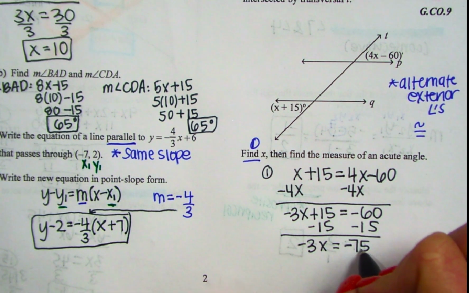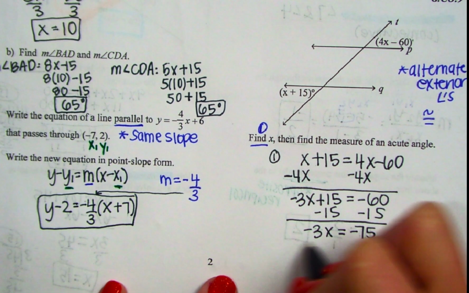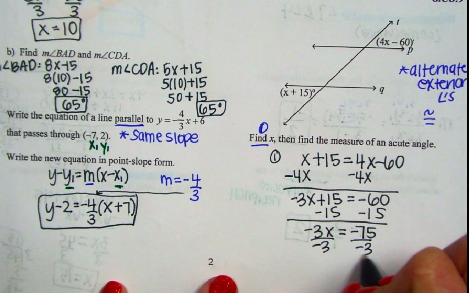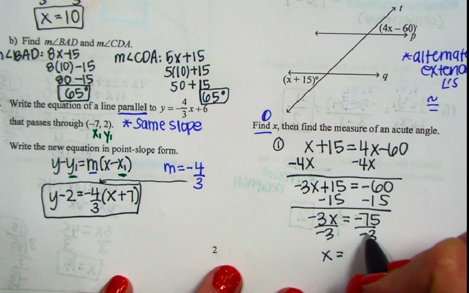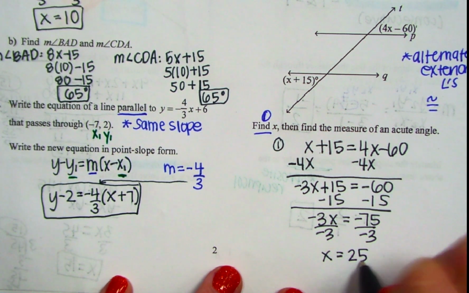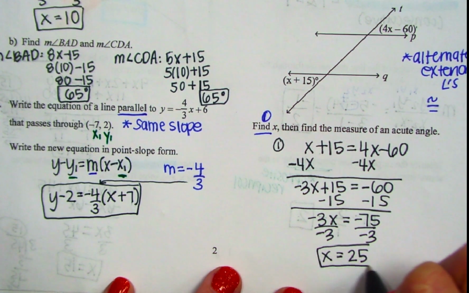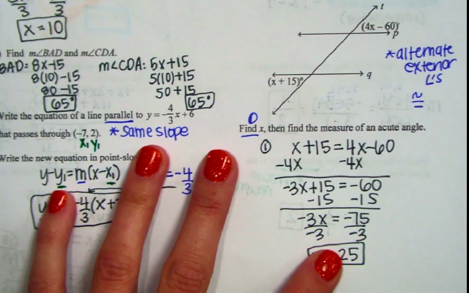Same sign, add, keep the sign, gives us -75. Then I divide both sides by -3. Two negatives when we're dividing will give us a positive. 75 divided by 3, x equals 25. That's going to be part 1.